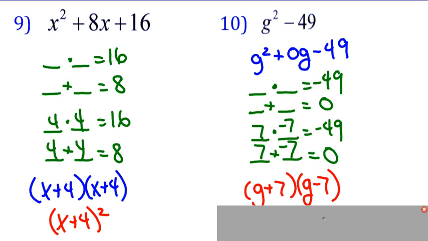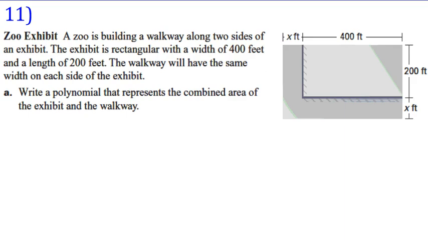While we've been doing all this factoring, let's see how we can apply it to real-world situations. So here we have a zoo exhibit where the zoo is building a walkway along two sides of the exhibit. The exhibit is rectangular with a width of 400 feet and a length of 200 feet. The walkway will have the same width on each side of the exhibit. We want to write a polynomial that will represent the combined area of the exhibit and the walkway.